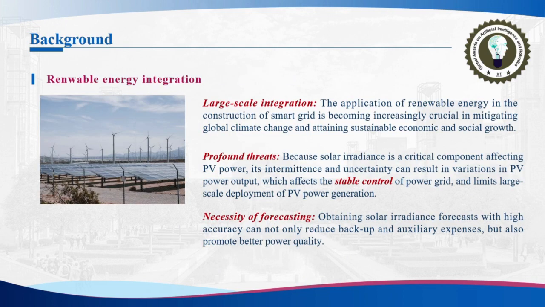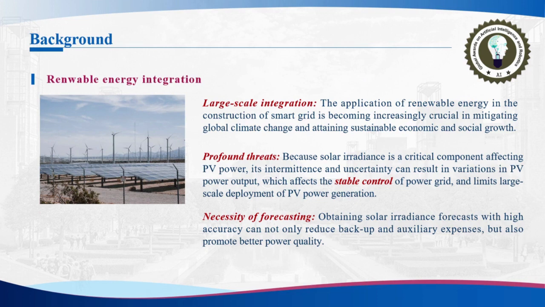Currently, with the profound integration of renewable energy, the application of renewable energy in the construction of smart grids is becoming increasingly crucial in mitigating global climate change and attaining sustainable development goals. However, because solar irradiance is a critical component affecting PV power, its intermittence and uncertainty can cause variations in PV power output, which significantly affects the stable control of power grids and limits its large-scale deployment.